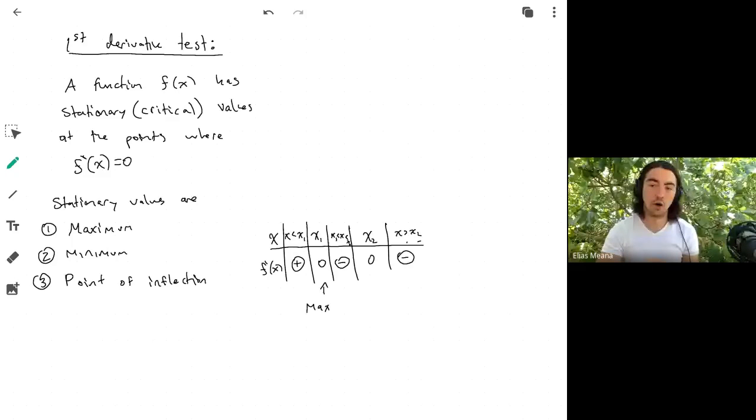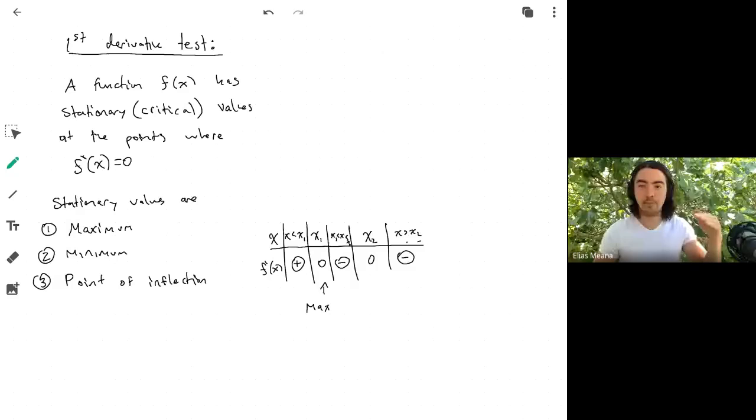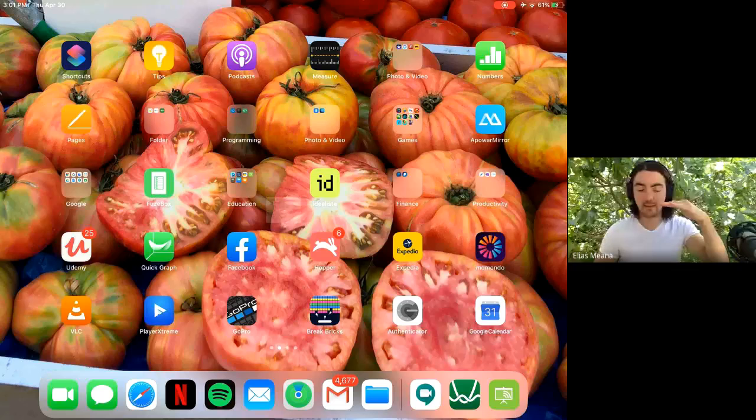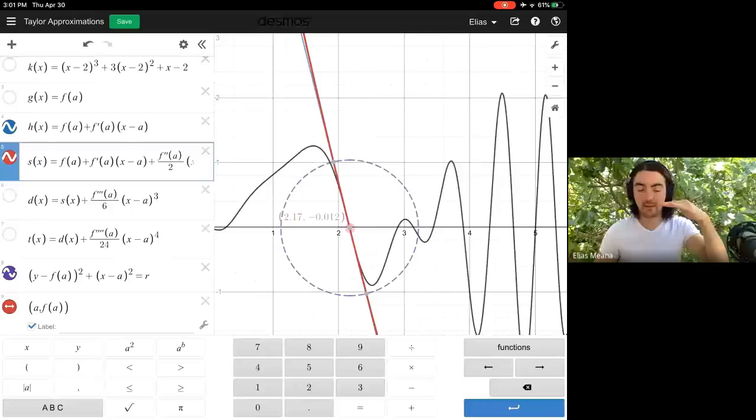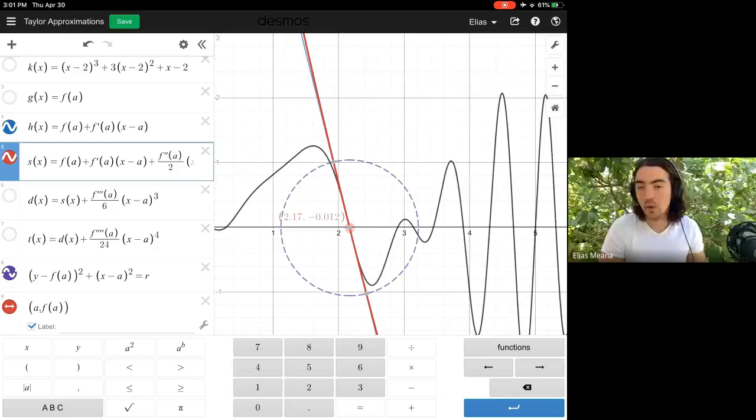But a point of inflection, all it means is that it's neither smiley nor frowny. So that doesn't have to be a place where the tangent line is 0. That could be something like, let me get a Desmos real quick. So that could be something like right here where I've drawn, right? So the circle is sitting at basically a point of inflection. The tangent line is not horizontal here, right? You can see that in the picture.